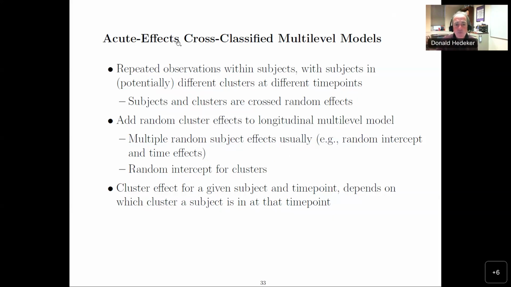Typically for the clusters, we'll only have random intercepts. What we're going to see is we're going to allow that also potentially to vary across time. Now in the acute effects version, it won't. When we get to the dynamic effects, it will. So the cluster effect here is for a given subject at a time point, and it depends on which cluster a subject is in at that particular time point.